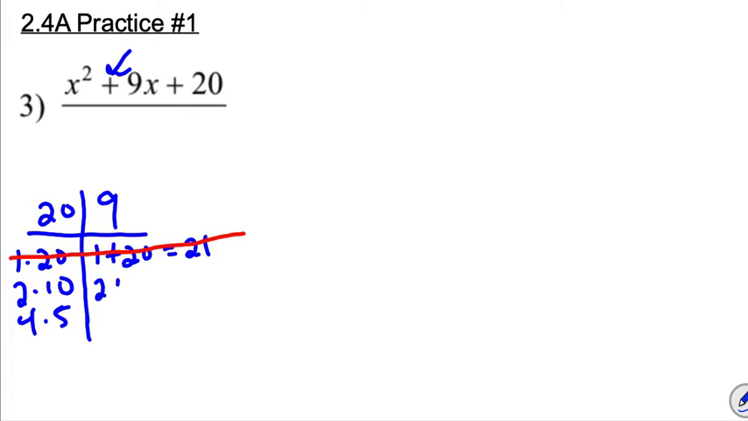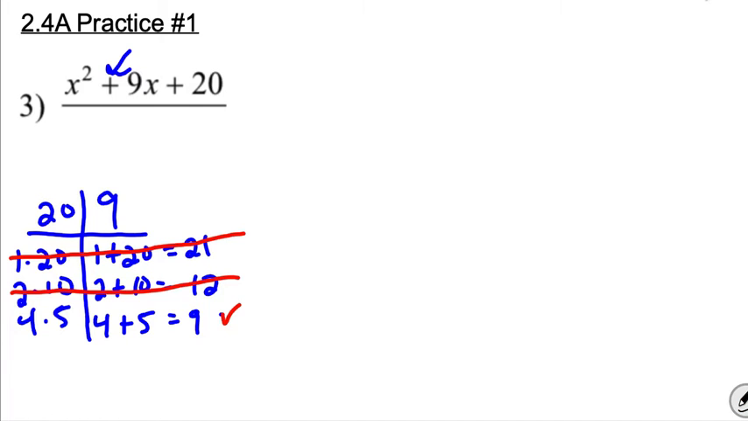Next, 2 plus 10. Well, we're getting closer. That's 12, but it's still not 9, so that one is out. And then the last one, 4 plus 5. There we go. There's our 9. That's what we were looking for, okay? So that is our two factors there, 4 and 5.